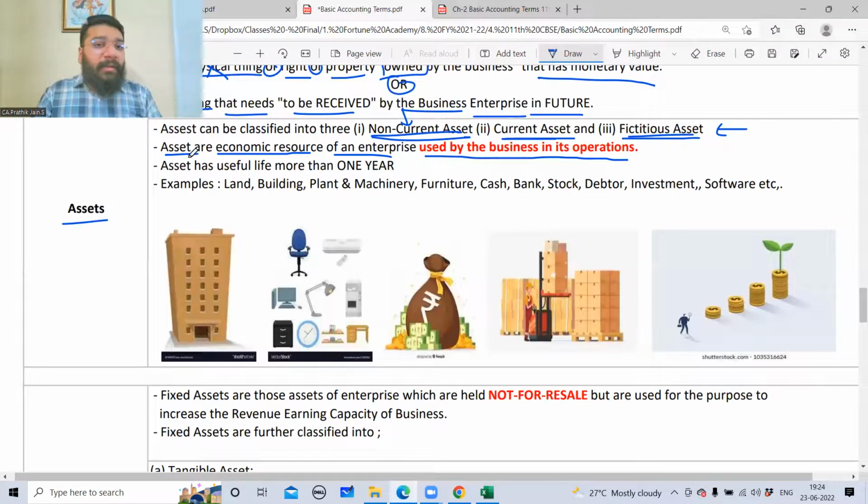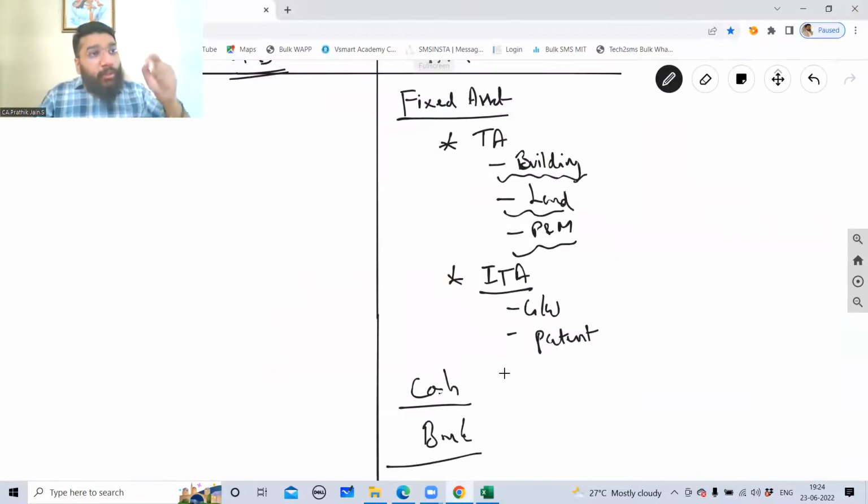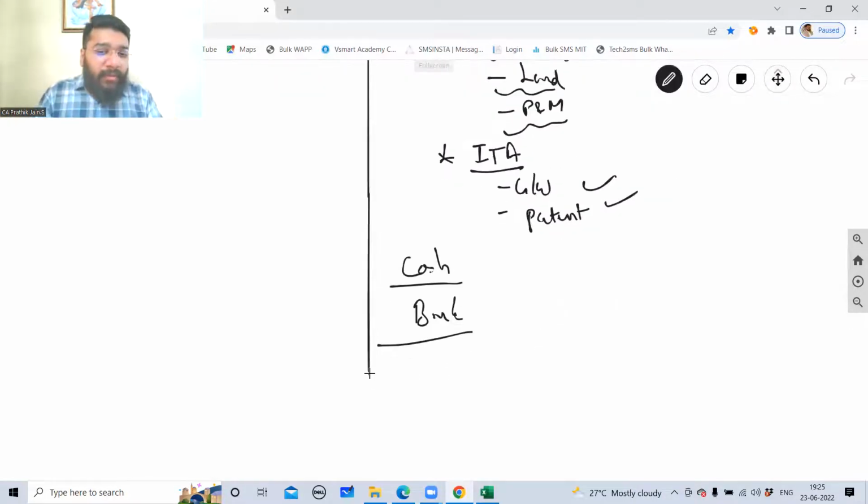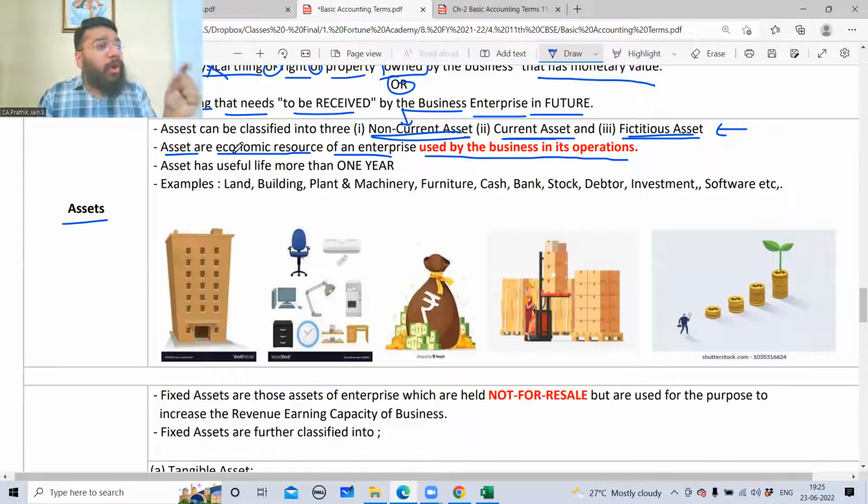Cash. It is an economic resource of an enterprise used by the business in its operation. So can I say cash is something which you're using in the business operation? You will spend money to buy goods for the purpose of selling them. So all assets are basically those items which you are going to use in the business operation on a day in, day out basis. Land and building I'm going to use in the business. Goodwill, patent I'm going to use in the business. Cash, the money which is there in the bank account, I'm going to use in the business. The money that I'll get from debtors in future, I'll use in the business. The stock that I have, I'll use it in the business. So assets are the resources of a business enterprise to be used in its business operation, day in and day out.